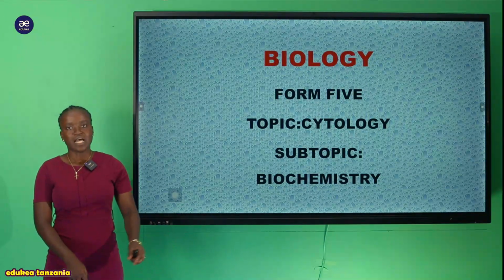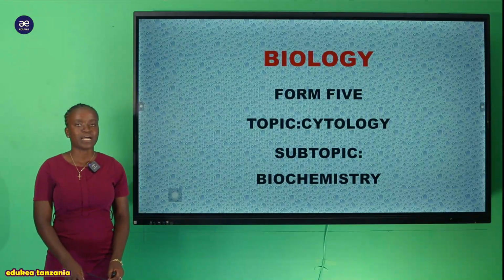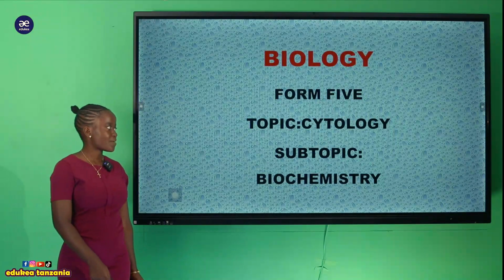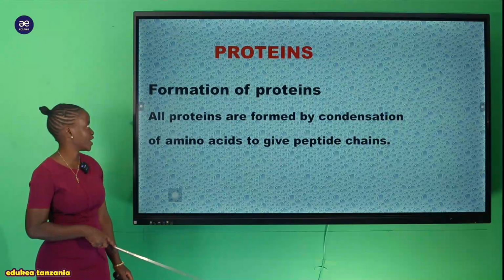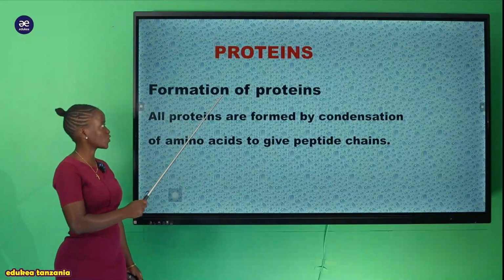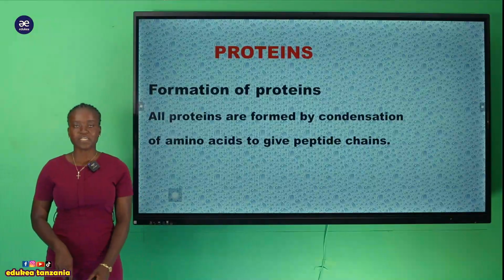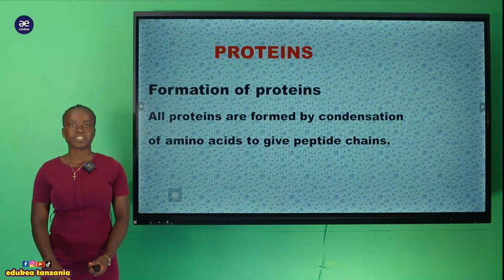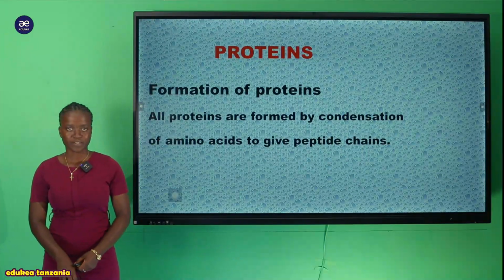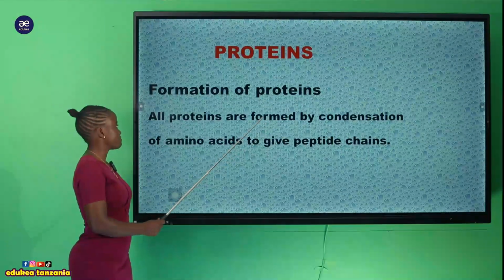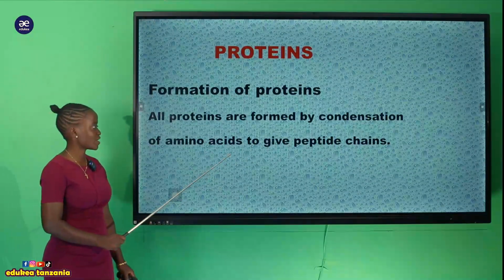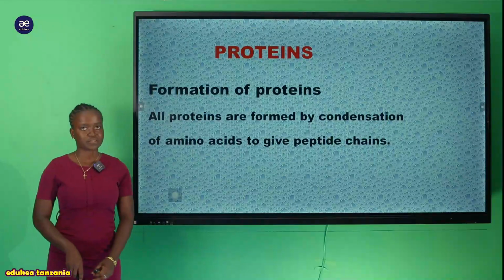We have seen the properties of the proteins. So today we are going to proceed looking at the proteins, but our main focus is going to be on the formation of the protein. So how is protein formed? So now we can say that all proteins are formed by condensation of amino acids to give peptide chains.